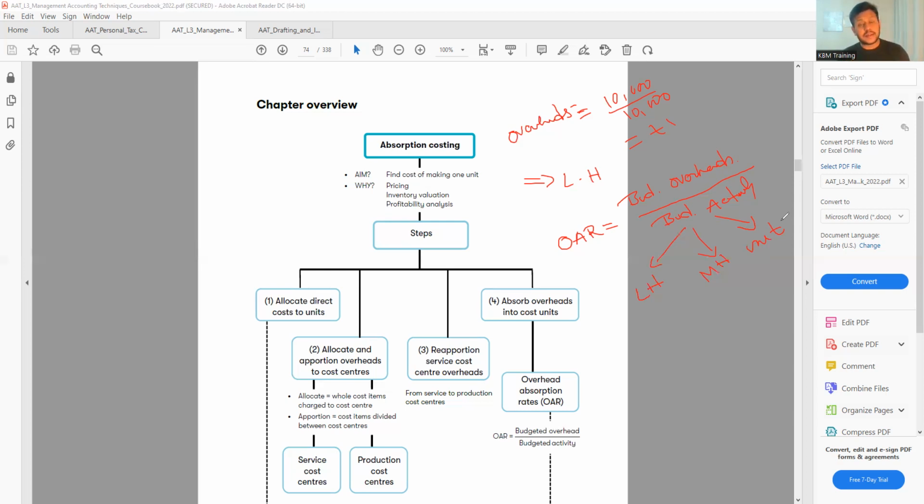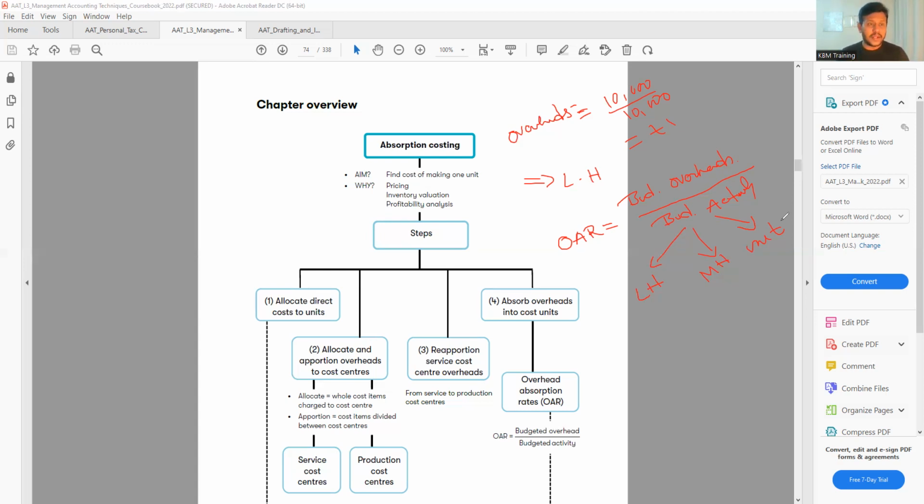We're going to practice some questions anyway. We'll understand it. For the time being, this is our basic concept. One more thing that we're going to discuss is called under or over absorbed. Under or over absorbed means, did I absorb more or did I absorb less? Now, what does that mean?